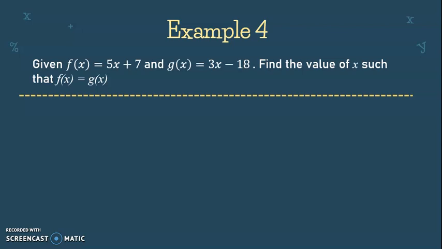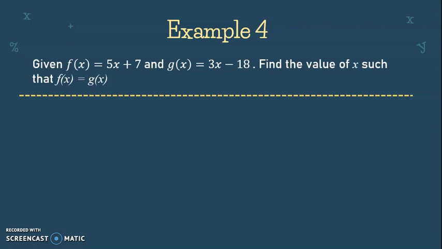Given f of x is equal to 5x plus 7 and g of x is equal to 3x minus 18. Find the value of x such that f of x is equal to g of x.